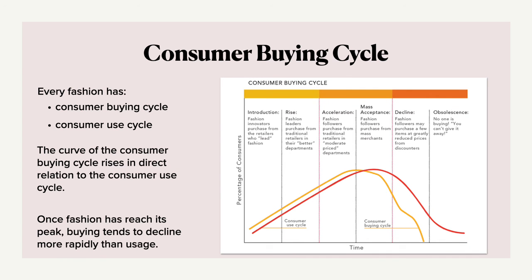The consumer buying cycle. So every fashion has a consumer buying cycle and a consumer use cycle. The curve of the consumer buying cycle rises in direct relation to the consumer's use cycle. Once fashion has reached its peak, buying tends to decline more rapidly than usage. So while we may no longer be buying a product, we will continue to utilize it for a certain time period.